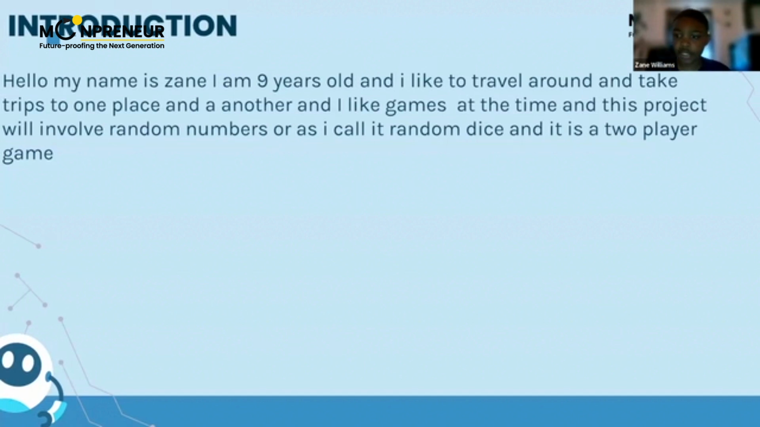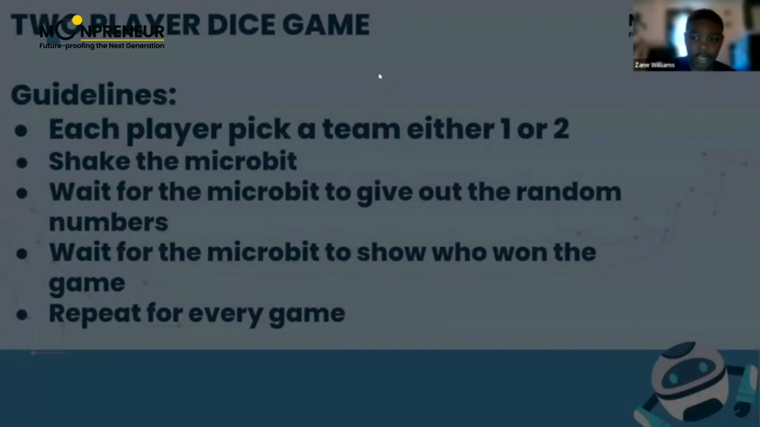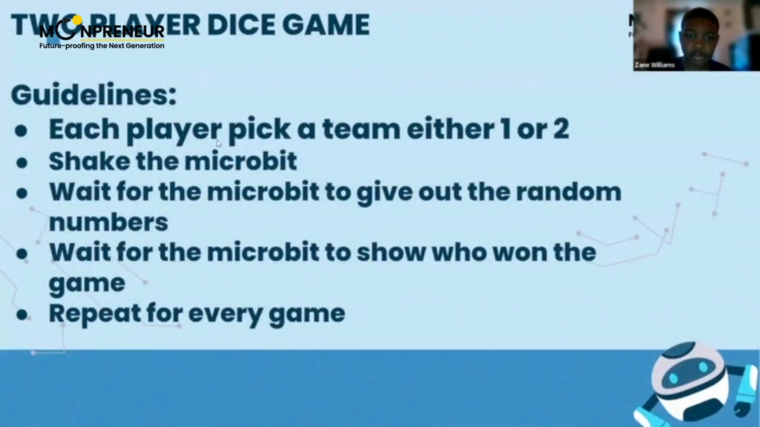And this project will involve random numbers and a dice, or two random dice. The guidelines for the game is each player will pick a team, either one or two. And then after, you will have to shake the microbit and then wait for the microbit to give you two random numbers. And then whatever number was the highest, the microbit will show who won. And then you just repeat for every single game you do.